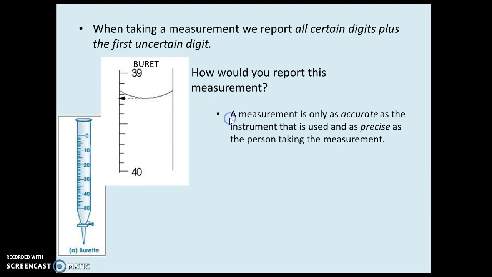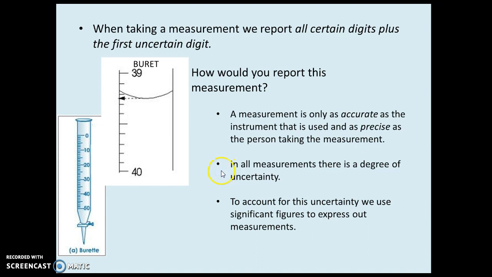What do you think? A measurement is only as accurate as the instrument you're using. So this is a pretty precise measurement. We can be sure that it's at least 39. We know it's 39.1, and it's 39.2, so we'd say 39.2, and we could guess at that final digit. In all measurements, there is a degree of uncertainty, and to account for this uncertainty, we use significant digits, also called significant figures.